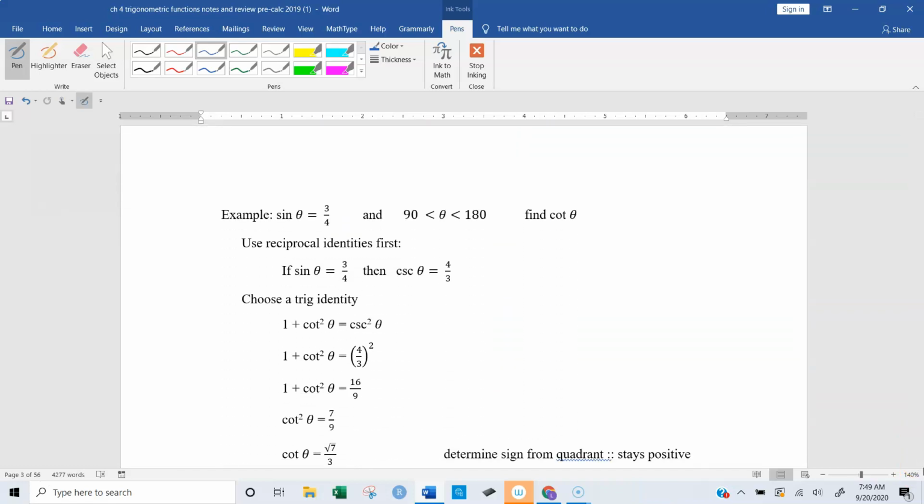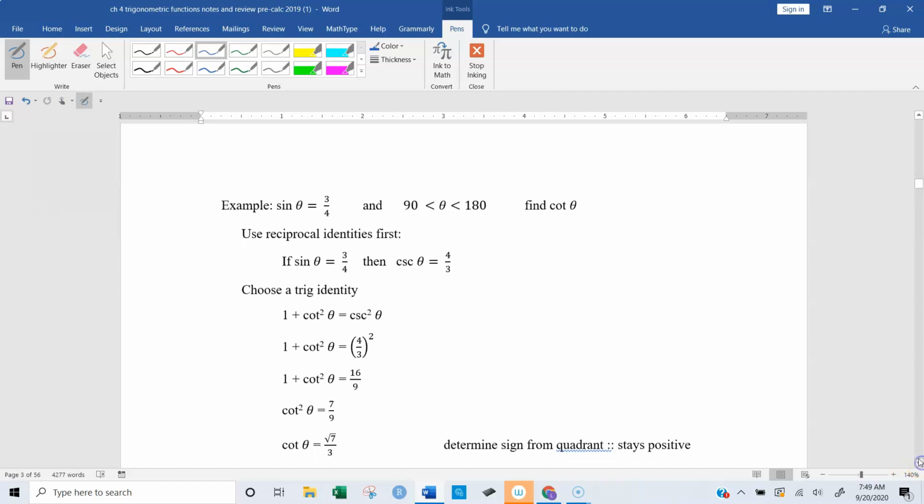All right, here we are on sine of theta equals 3/4, between 90 and 180, so I know I'm in quadrant 2. I'm asked to find the cotangent. I know the cotangent is negative in quadrant 2 because that's x divided by y, or y divided by x. Now, I'm asked to find the cotan, so the sine and cosine one is not going to work well here.